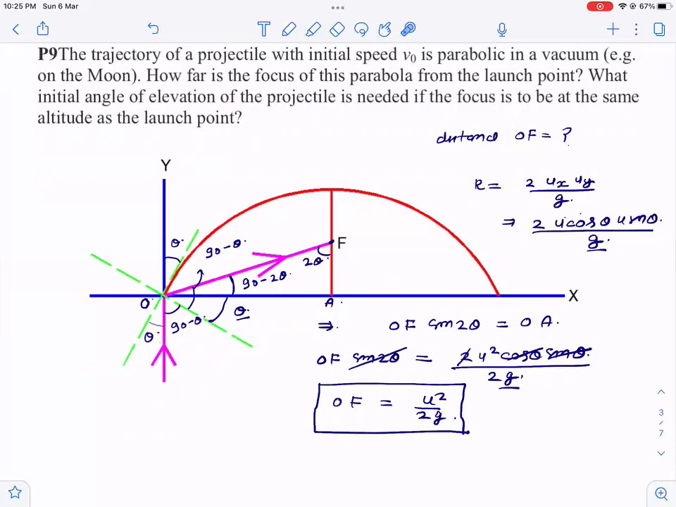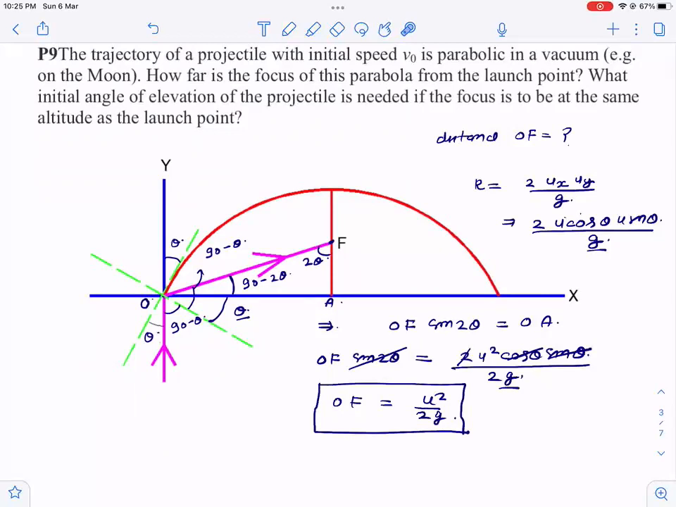Right? If you remember this point, you might get the exact same question in JEE Advanced, or you might get a question in which you might have to use this point, right? Question might become very simple if you just remember this point. Okay, so it's better to remember this. Launch point to focus point, it's just u square by 2g. It is independent of the angle of projection.